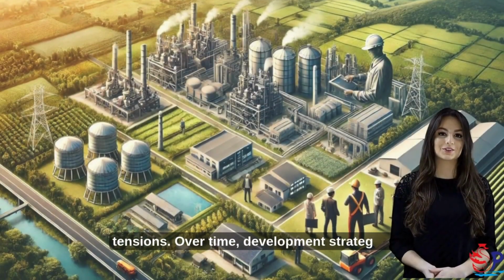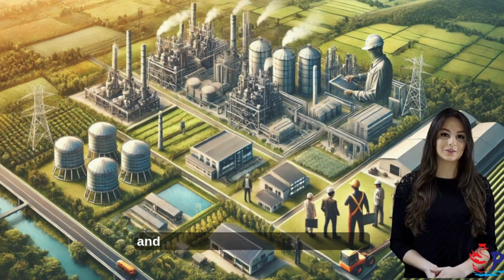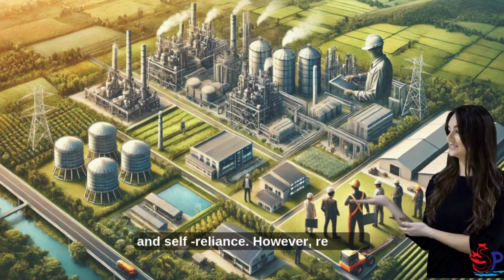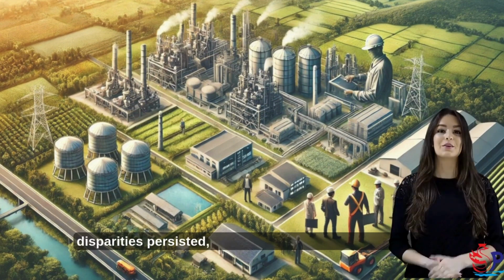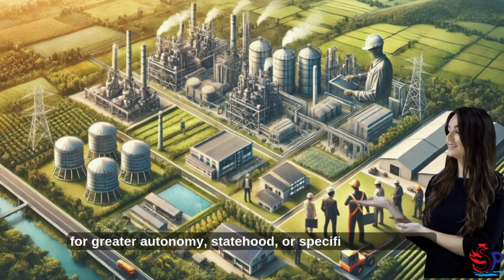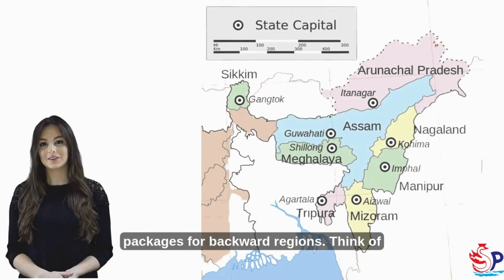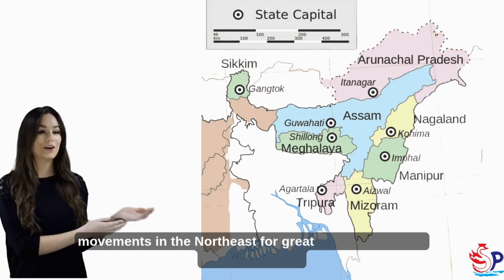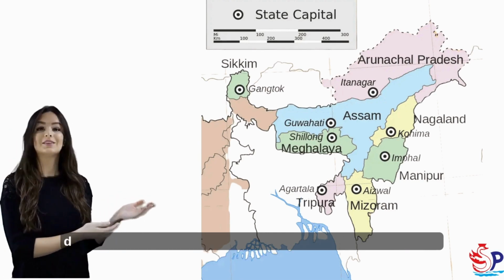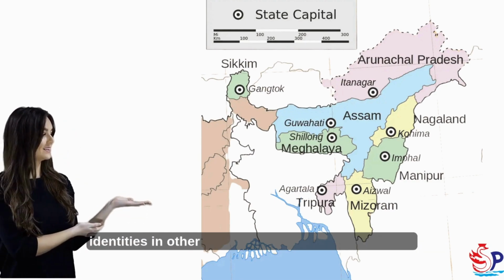Over time, development strategies evolved, with an emphasis on industrialization and self-reliance. However, regional disparities persisted, leading to movements advocating for greater autonomy, statehood, or specific development packages for backward regions. Think of movements in the Northeast for greater integration and development, or demands for separate states based on cultural or economic identities in other parts of the country.